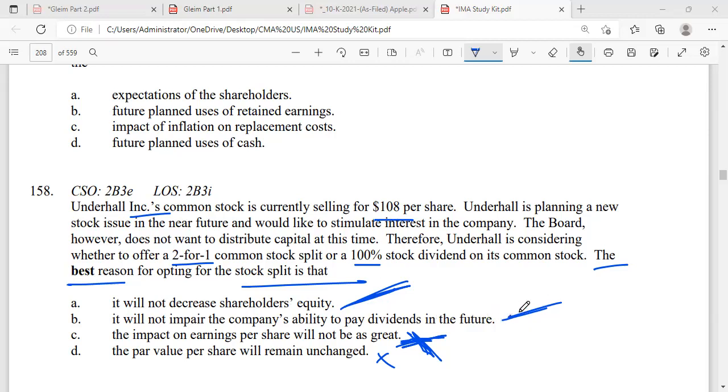Yeah, I guess this should be more convincing, because see, it will not decrease shareholders' equity is fine. That statement does not make a major change to our consideration towards a stock split. If you are going for a stock split, you will say that it was not decreasing the shareholders' equity. It is fine, okay. But it will not impair the company's ability to pay the dividend in future. Yes, this can be a better reason for going for a stock split. So this is going to be your answer for sure.